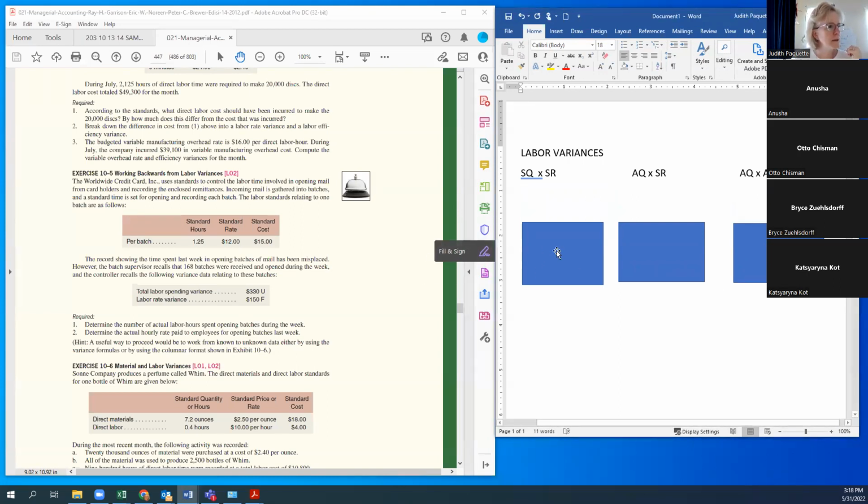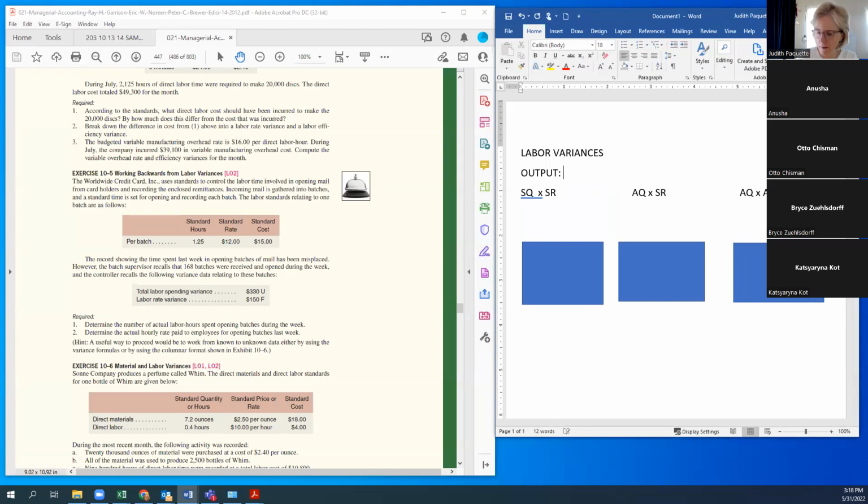So we've got our standard, but the first thing we have to do on all of these is talk about output. So in this problem, our output is 168. But what do we know? The problem's given us standard hour, standard rate. And then it says, what is labor spending variance? What is labor rate variance? Now, what's missing from this number? So read these carefully.